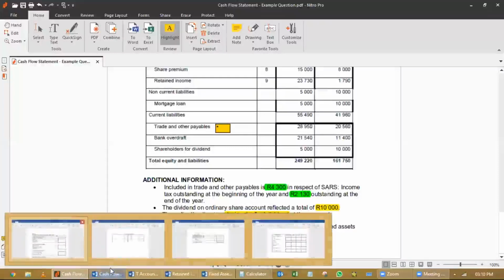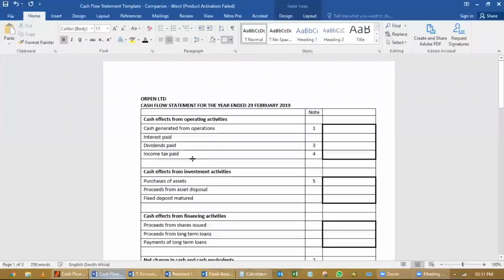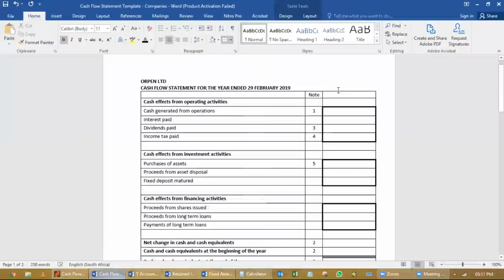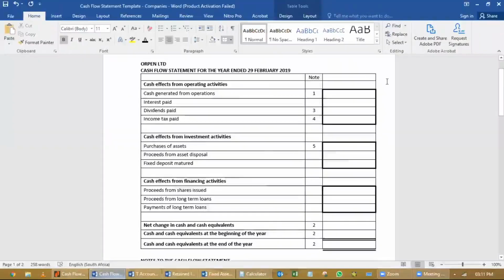Let's go to your answer sheet. So your answer sheet would look something like this. This is the face of your cash flow statement. As you remember from our notes, the cash flow statement consists of three main components. We have the cash effect from operating activities, cash from investment activities, and the cash from our financing activities. And your operating activities is made up of cash from operations, interest, dividends, and income tax that you paid.